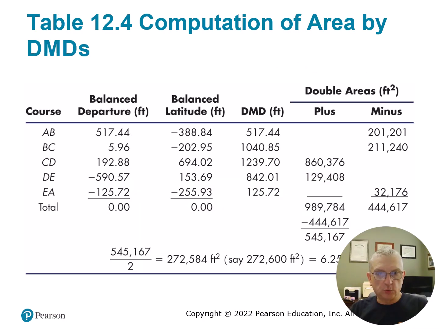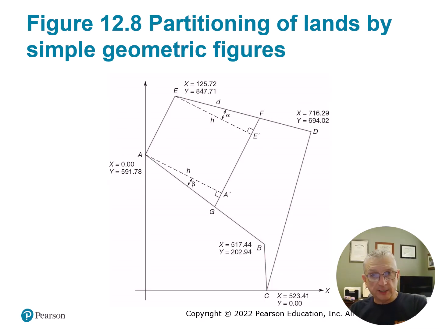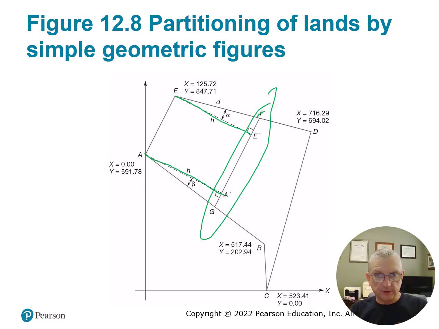Table 12.4 is another example that I thought we'd covered on area by double meridian distance, DMD. And this also seems a little redundant. It goes back to the other form that we were looking at, where this is just an illustration of the depth of this line H to do an area cutoff. Once you determine the length of H, you can do some intersects and compute the positions of F and G so that you can do the partitioning of lands.